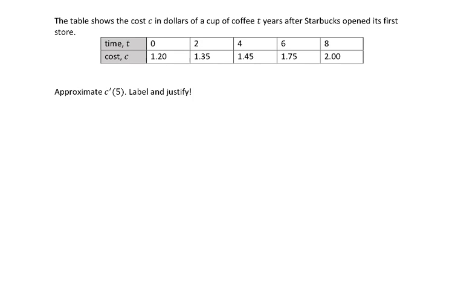Hi everyone, so today we're going to look at how to interpret from a table. And so it says the table shows the cost C in dollars of a cup of coffee 2 years after Starbucks opened its first store. And then it asks us to approximate C prime of 5.